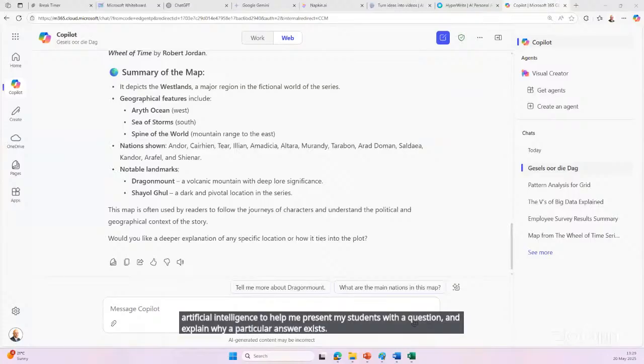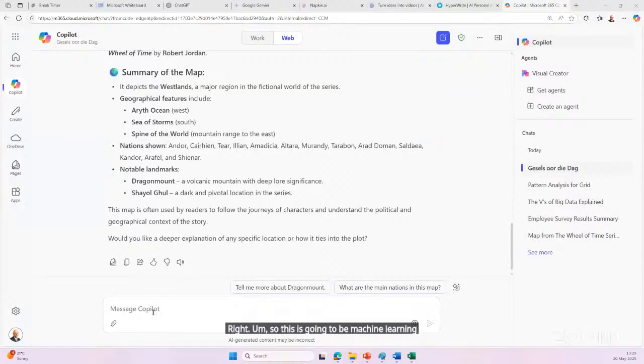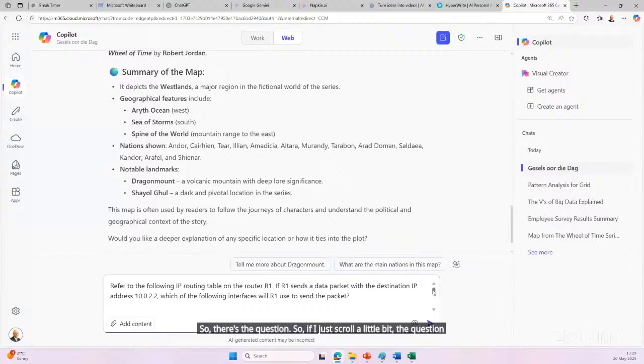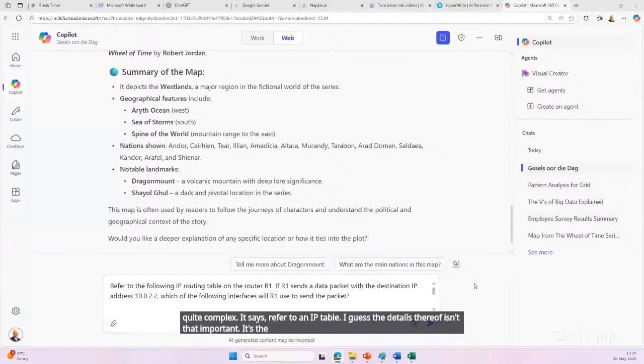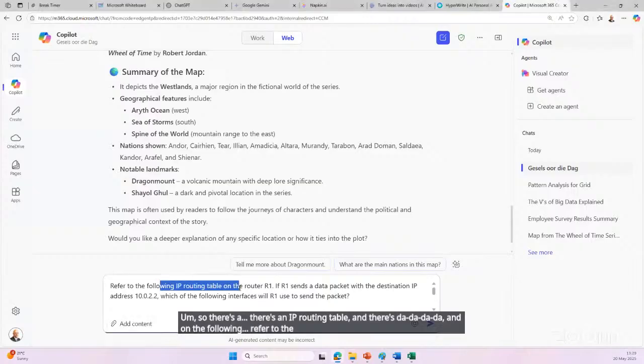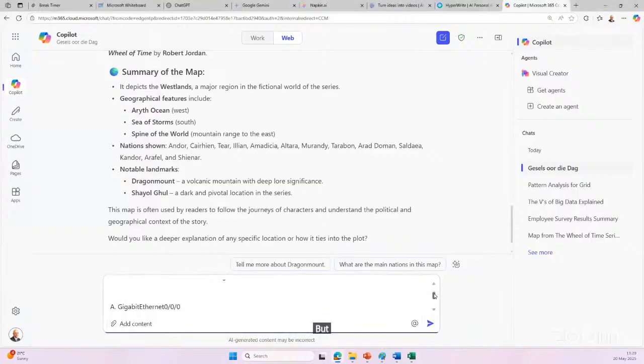So this is going to be machine learning in action. So there's the question. If I just scroll a little bit, the question is quite complex. It says refer to an IP table. I guess the details thereof aren't that important. It's the result that's important. So there's an IP routing table, and it says refer to the following IP routing table.